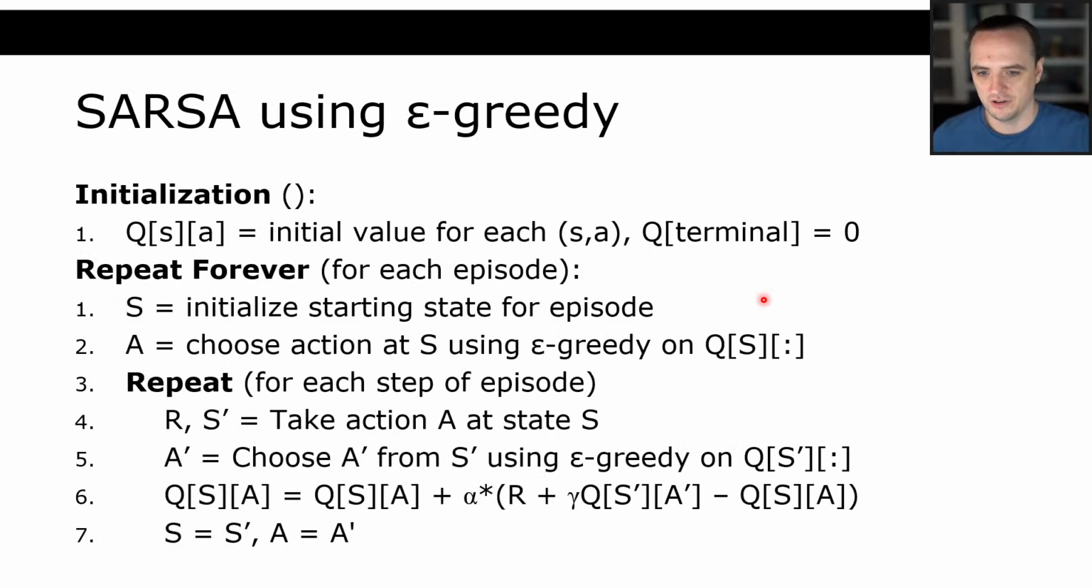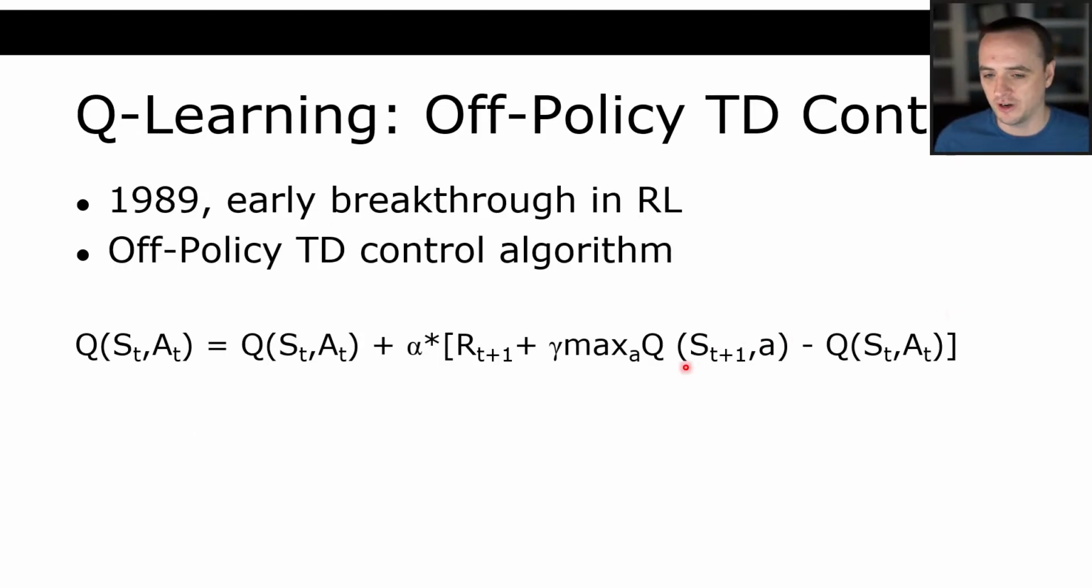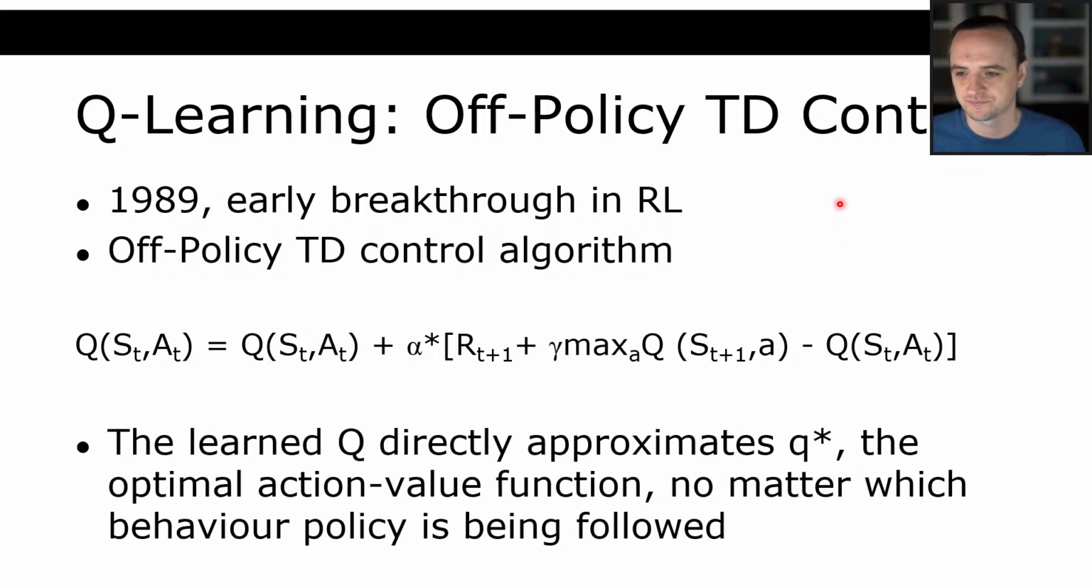So in SARSA, we choose the action that our policy says to do at the next state, but in Q-learning, we instead look at all of the actions at the next state and choose the maximum one. That's the only difference between Q-learning and SARSA. So the learned Q value directly approximates the optimal Q value, which is the optimal action value function, no matter which behavior policy is being followed.